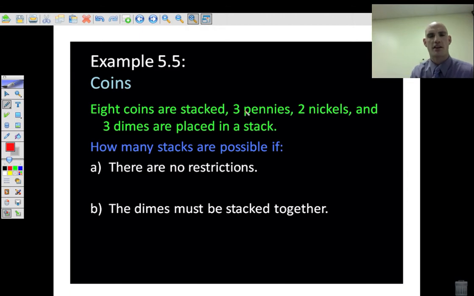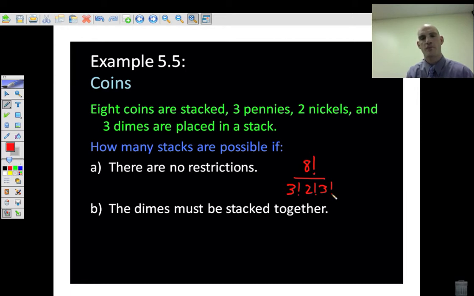We have 8 coins that are stacked. There are 3 pennies, 2 nickels, and 3 dimes. We have 3 sets of objects that have duplicates. Okay? And so when we talk about having no restrictions, we're saying there's no reason why any of them have to be stacked together. And so that would be like we would normally calculate a problem. So we have 8 factorial total different ways to stack all of them, and then we have to account for the repeats. Well, in this case, we have 3 pennies that are the same, so that's 3 factorial ways. We have 2 nickels that are the same, so we have to account for those. And we have 3 dimes that are the same, so we have to account for those. So this is with no restrictions. I'm not necessarily concerned about the number on this one.